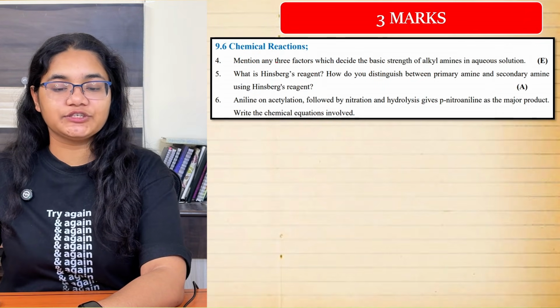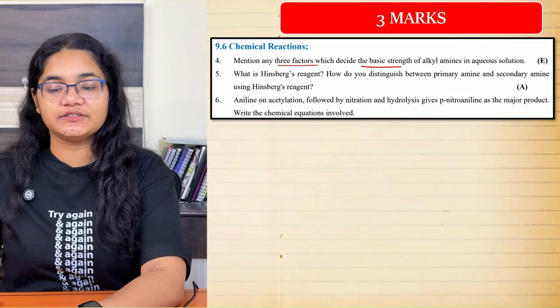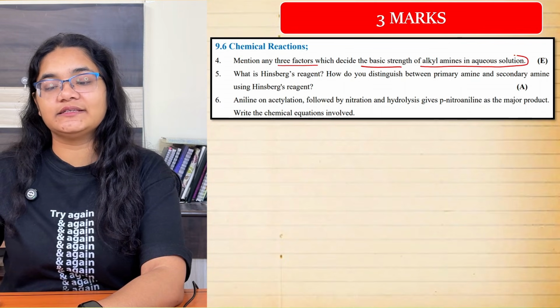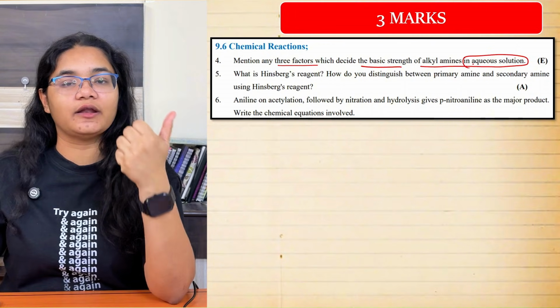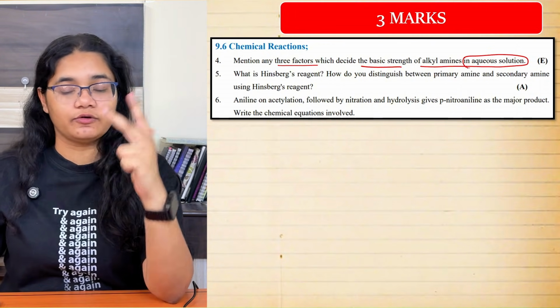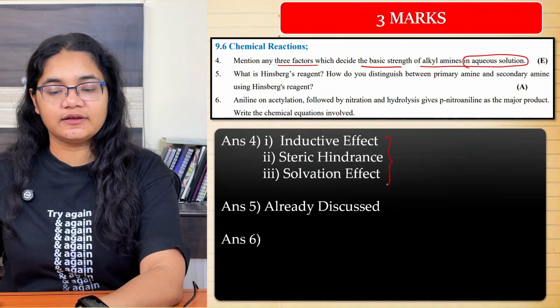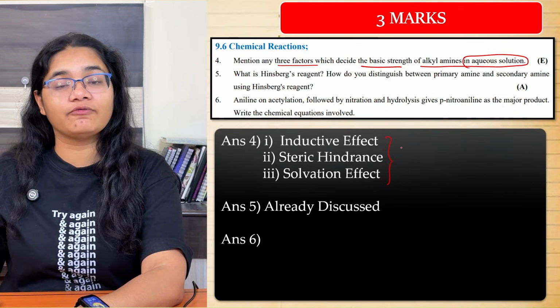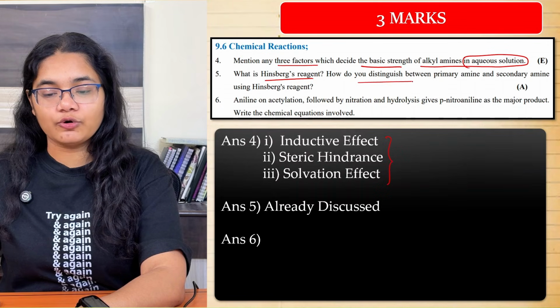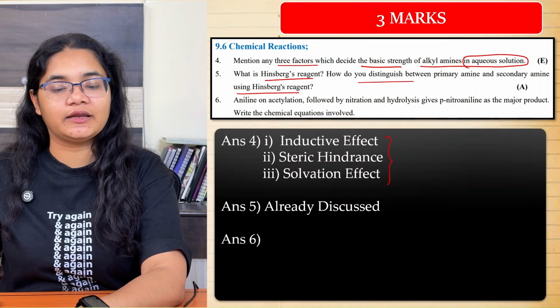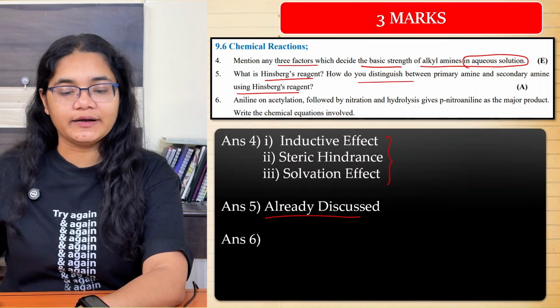Okay, next question number 4, mention any 3 factors which decide the basic strength of alkyl amines in aqueous solution. Yes, here we have 3 important factors. One is the inductive effect, steric factor and solvation effect. So these are the 3 factors which affect the basicity of amines in aqueous medium. Next, what is Hinsberg reagent and how do you distinguish between primary, secondary and tertiary amines? This also we have already discussed.